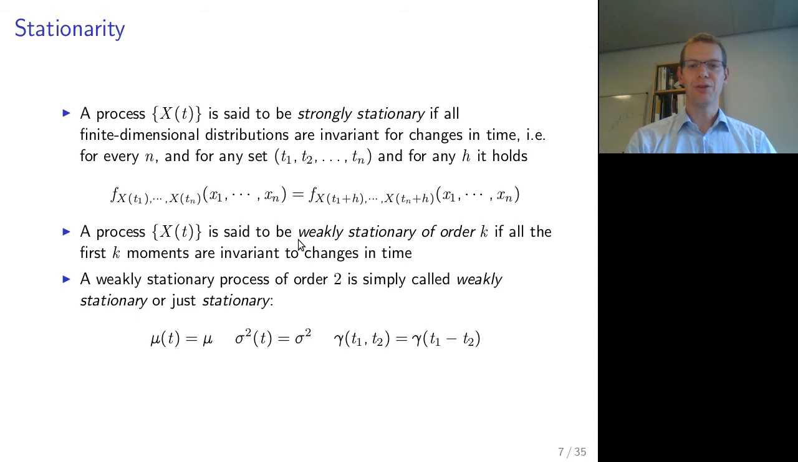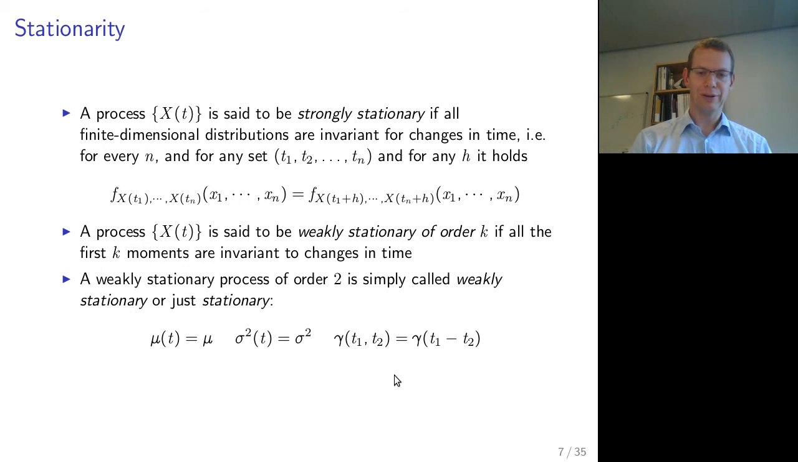We can also have so-called weakly stationary processes of order k, where the first k moments are invariant to changes in time. We will typically just look at weak stationarity of order 2, meaning that the mean and the covariance are invariant to changes in time. We will also call that just stationary. So we have a fixed mu for the entire series, and a fixed sigma squared as the variance across the entire series. And the autocovariance only depends on the time difference, not on the actual time point. We'll get back to that a little bit later.